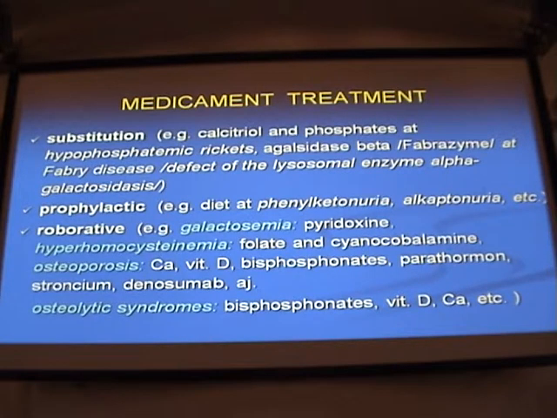Primary osteoporosis is treated with calcium, vitamin D, bisphosphonates, parathormone, strontium ranelate, denosumab, and so on and so on. A lot of drugs are on the market at present. Osteolytic syndromes can be symptomatically treated also by bisphosphonates, vitamin D, calcium, and other calciotropic drugs.